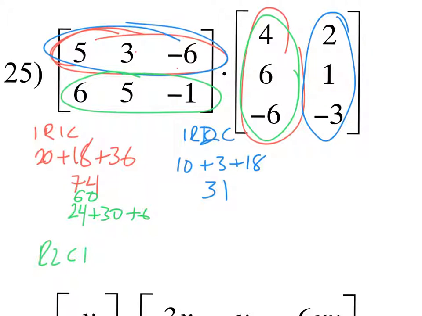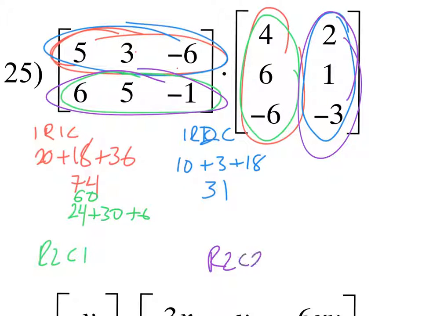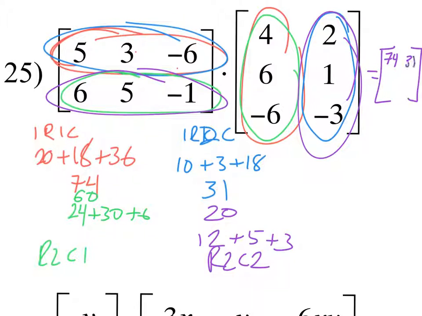And then finally, we've got row 2, column 2. So that's going to be 6 times 2 is 12. 5 times 1 is 5. Negative 1 times negative 3 is going to be 3. 20. My final matrix would be 74, 31, 60, and 20.